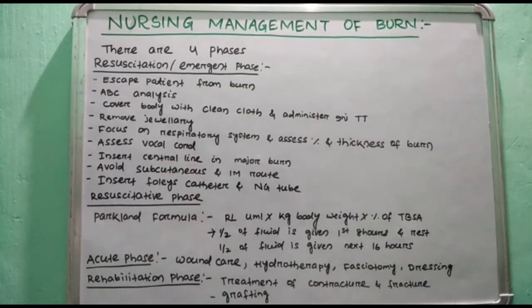Then the next phase is the acute phase. In the acute phase, the patient is already hemodynamically stable, so we focus on wound care. For wound care, we should do hydrotherapy. The burn area is not dipped in water for more than 30 minutes. It should be dipped in water for only 30 minutes and the dead tissue removed. That is known as hydrotherapy. In the acute phase, we also manage the pain level of the patient by using analgesics.